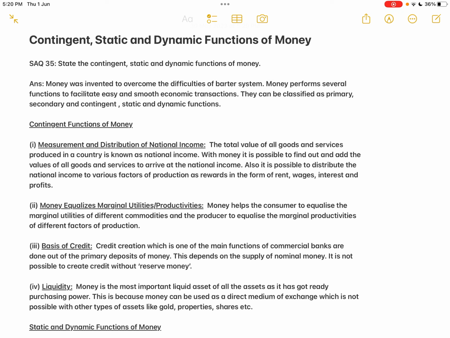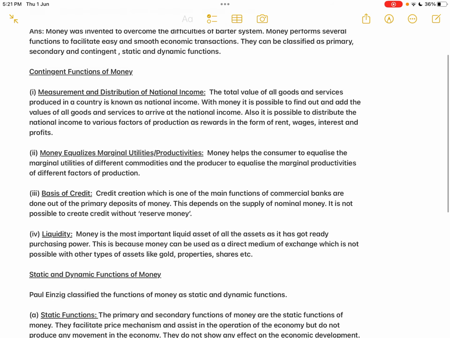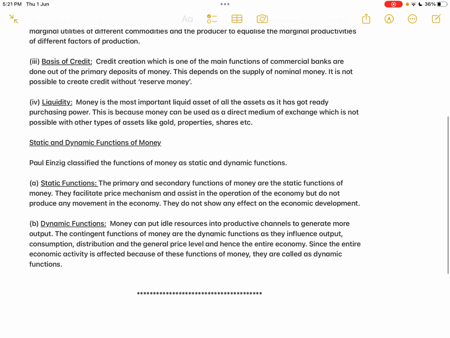Money is the most important liquid asset of all assets as it has got ready purchasing power. This is because money can be used as a direct medium of exchange, which is not possible with other types of assets like gold, properties, shares, etc. Now there are two more functions, static and dynamic functions of money, as divided by Paul Einzig.